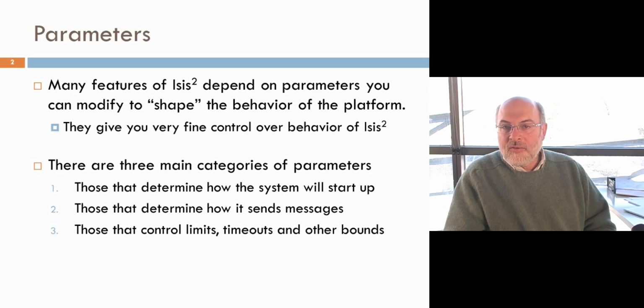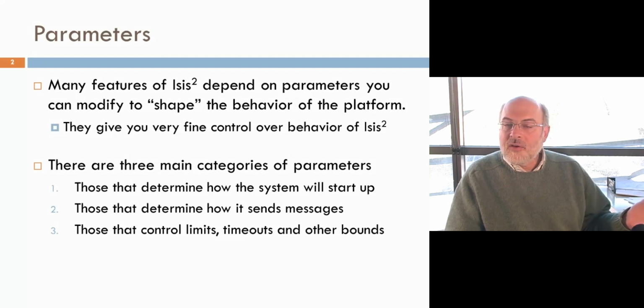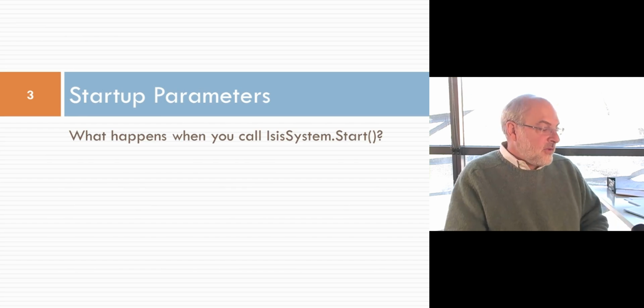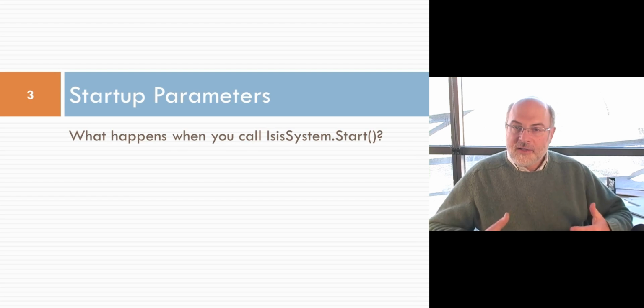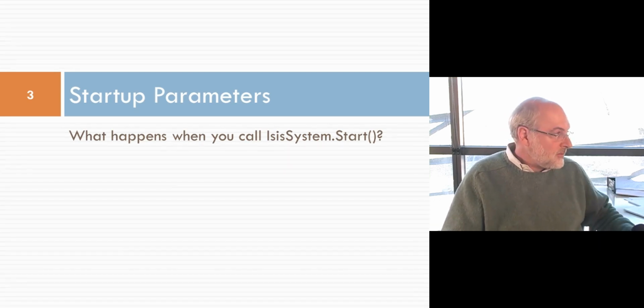Then there are some parameters that determine how ISIS sends messages. And oddly enough, people seem to be eager to try to change these. It's not such a good idea. I will show you what they are, but I wouldn't rush to change those parameters. And then finally, I want to tell you a little bit about some of the timeout parameters that control flow control and when failures are detected. And that's really it. So the startup parameters are the place to begin, and these relate to how ISIS is launched and finds other instances of ISIS running elsewhere.